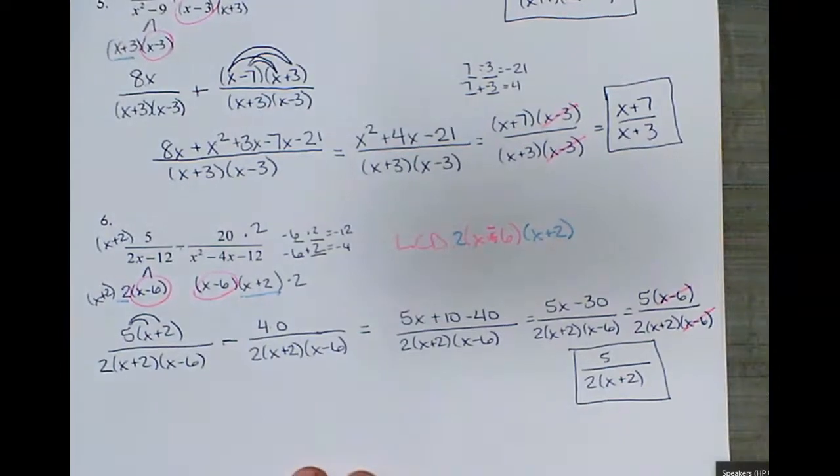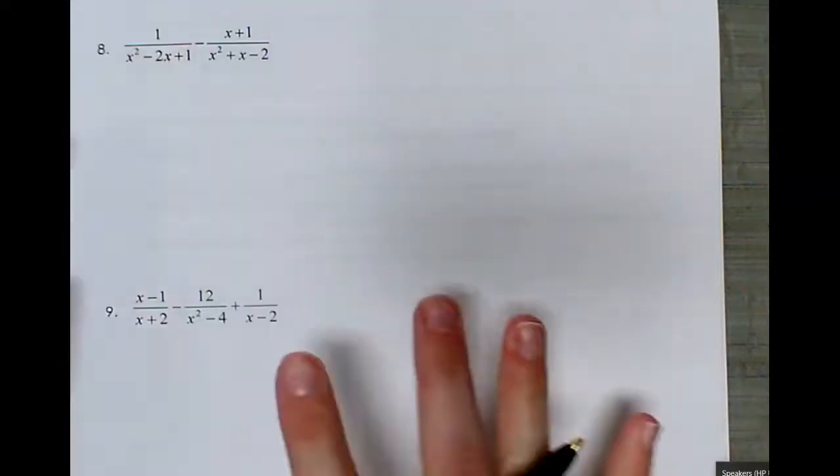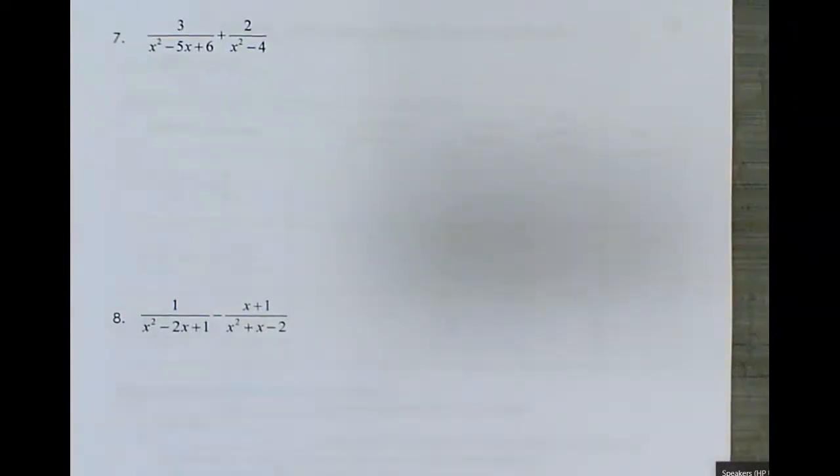Okay. So numbers 7, 8, and 9 are all going to require a little bit more factoring than normal. So I'd like for you to pause your video and try 7 and 8. Come back on and try to see if you got the right answer, and then you can try 9 as well.